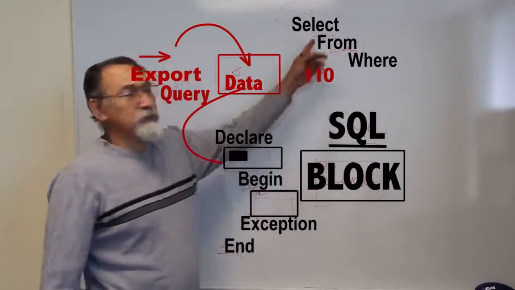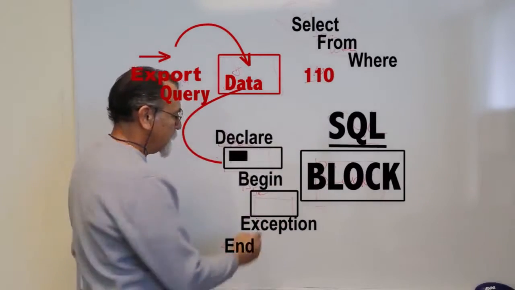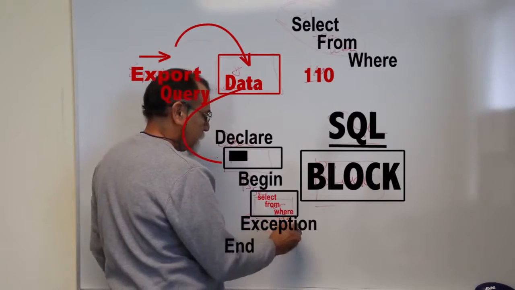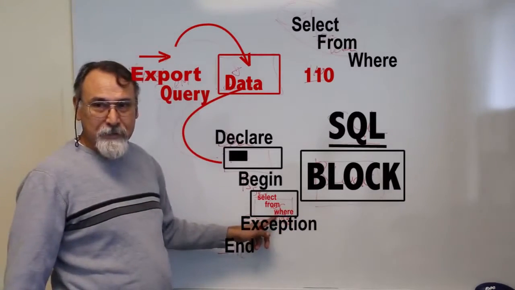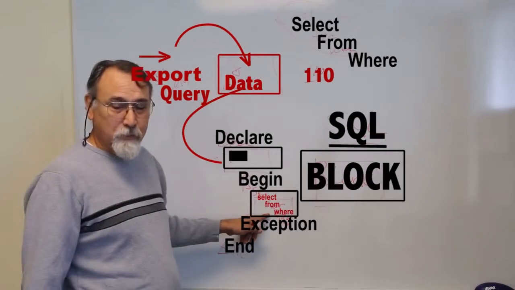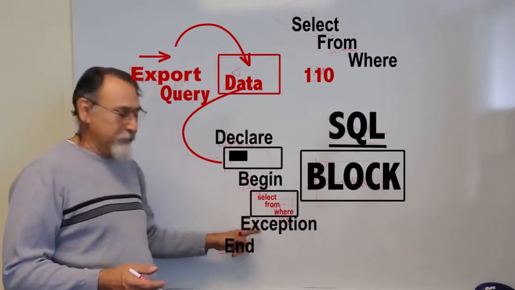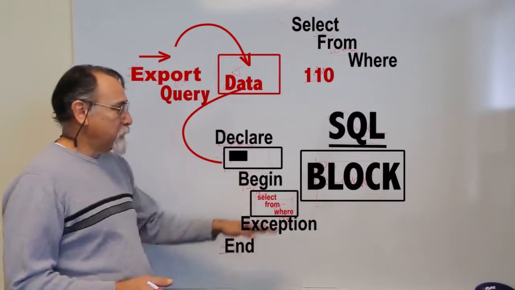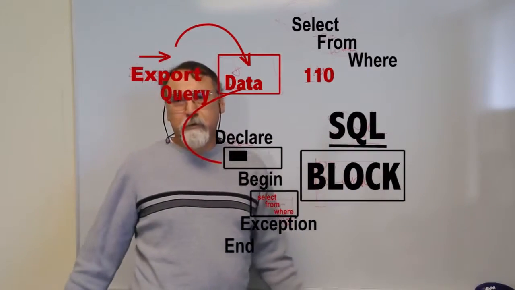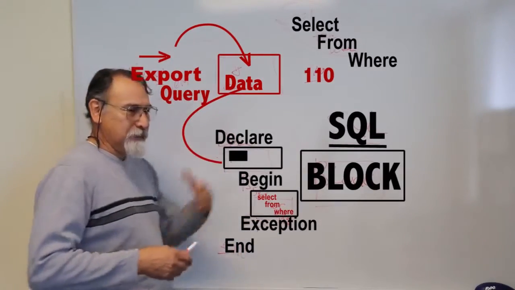Okay, so this is your standard SQL scenario: select, from, where. This is where you put the select, from, where. Now, this will extract the data. These are the placeholders, and then within this process is where the work is actually done. And then when you get through, you exit, and then you end. So the block structure is the core of everything that we're going to be working with. Now, that said, let's get back to the placeholders.